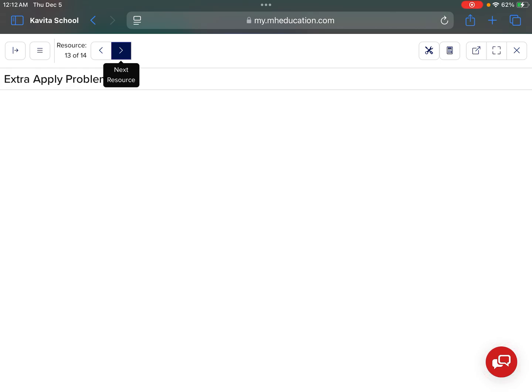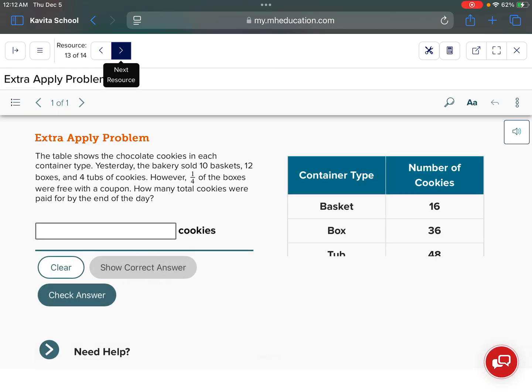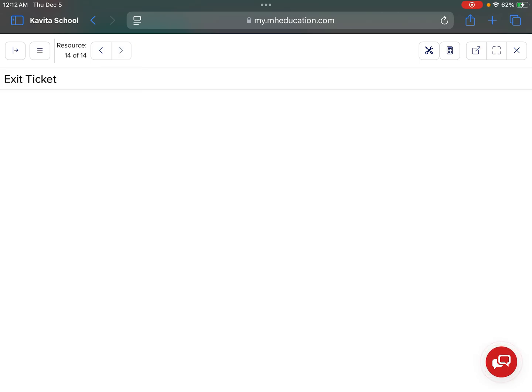And here's another extra apply problem. Ooh, fun, fun, fun. If you like it, the table shows the chocolate cookies. Pause the video here. Copy this down if you want to work on it. If not, I am going to keep moving on.